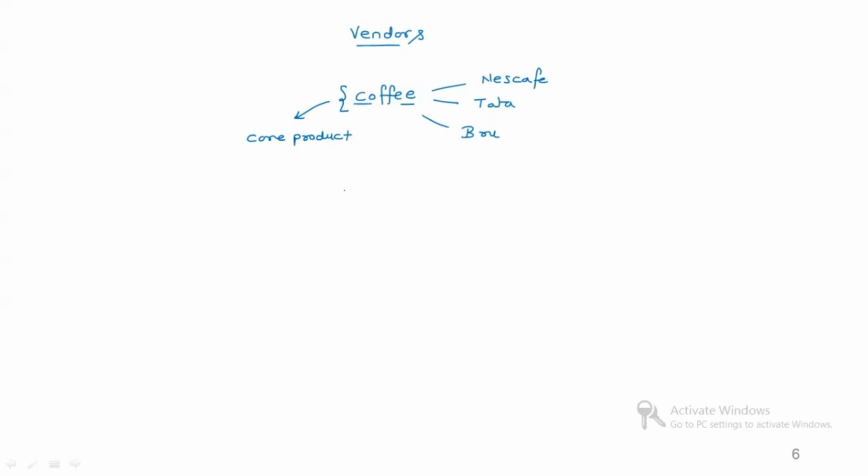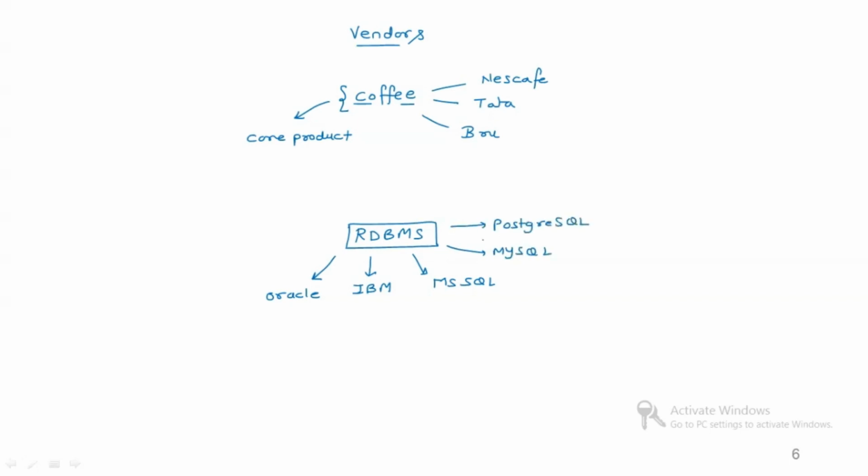Similarly, in the market, RDBMS as a technology or a solution is provided by multiple vendors. So there is a vendor known as Oracle, we have IBM, we have MS SQL, we have MySQL, we have PostgreSQL. These are the various vendors available in the market which are providing RDBMS as a technology. Now all these vendors will have their own server and client infrastructure.